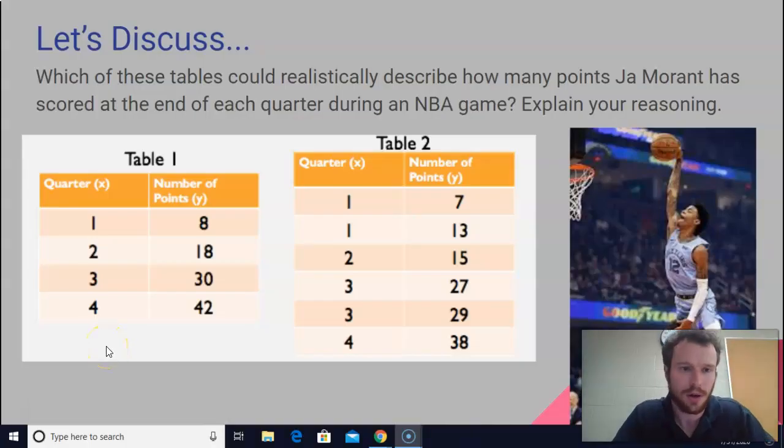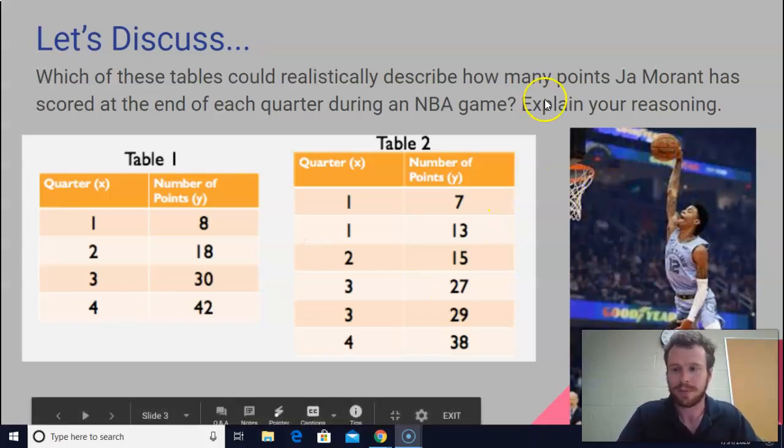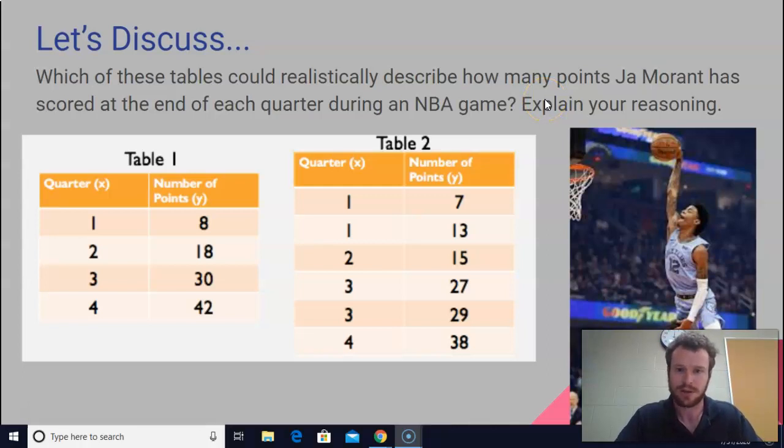Alright, so we'll start this off with a hypothetical question. Which of these tables could realistically describe how many points Ja Morant, this guy right here, playing for my favorite team, has scored at the end of each quarter during an NBA game? Explain your reasoning. So I want you to look at these tables and see which one could actually represent how he's scored over the course of an NBA game, and explain your reasoning as you answer the Edpuzzle question, starting now.